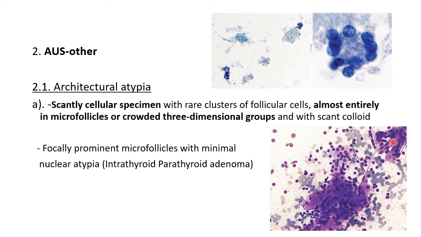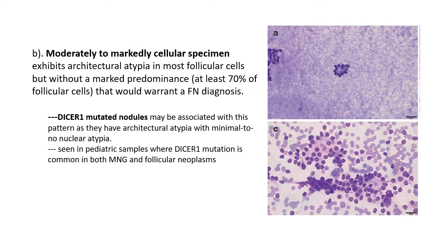Then sampling of an intrathyroidal parathyroid lesion may also present with this particular pattern, and it is difficult to separate from thyroid follicular lesion on morphology. However, the presence of endothelial cells within the clusters of follicular epithelial cells, bare nuclei, stippled chromatin may help to differentiate parathyroid adenoma from follicular lesion of the thyroid.